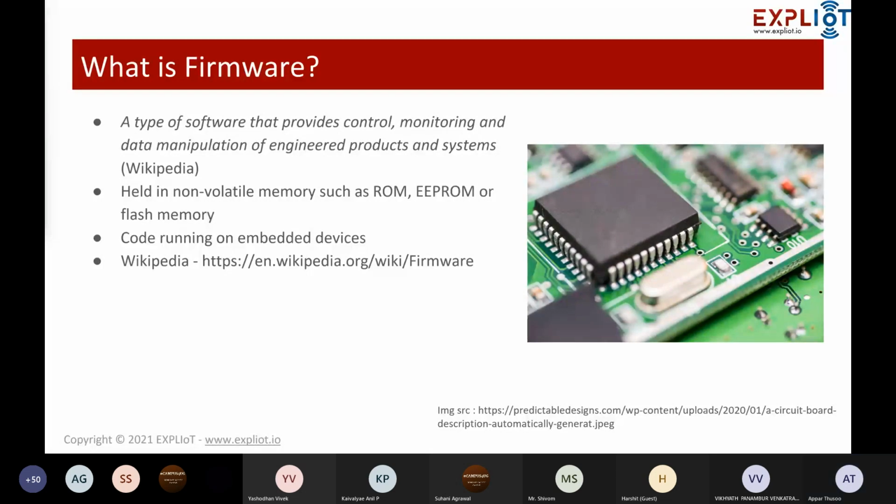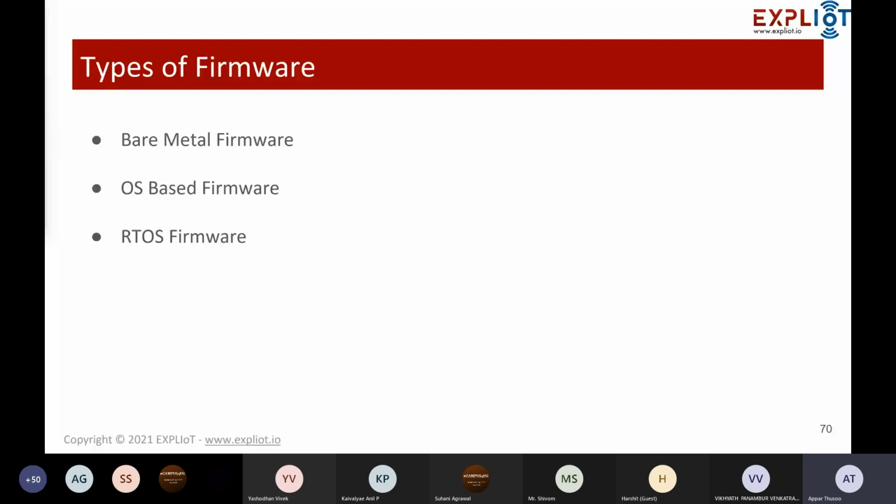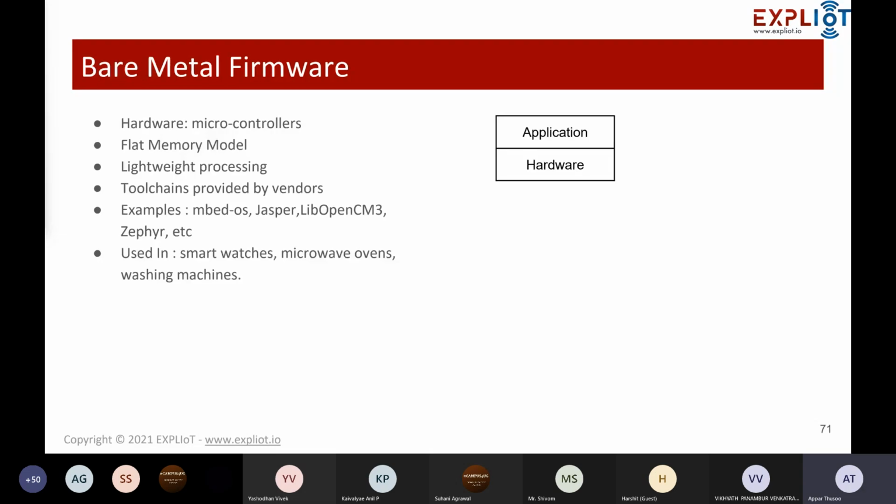There are many different types of firmware, but broadly classifying for today's session, we'll talk about three major types. You have the bare metal firmware, you have the OS-based firmware, and finally you have the RTOS firmware. Looking into each of them one by one. First we have the bare metal firmware. A bare metal firmware, by design, would run on microcontrollers, and as you can see from the diagram on the right-hand side, you have the hardware and then you have the application.